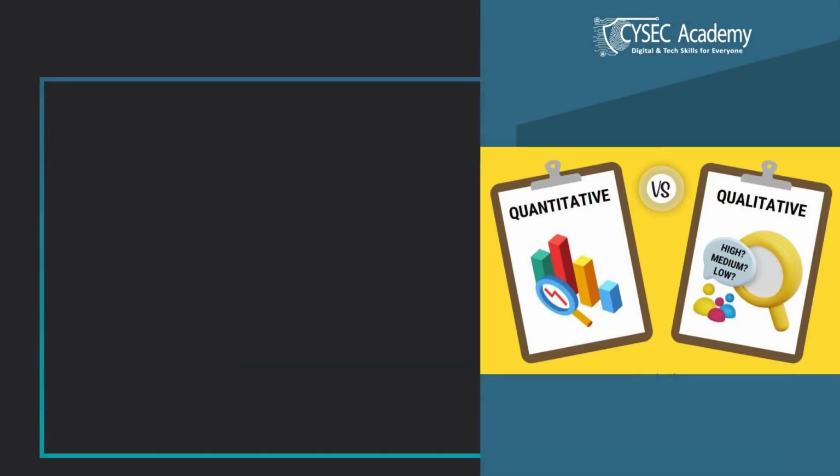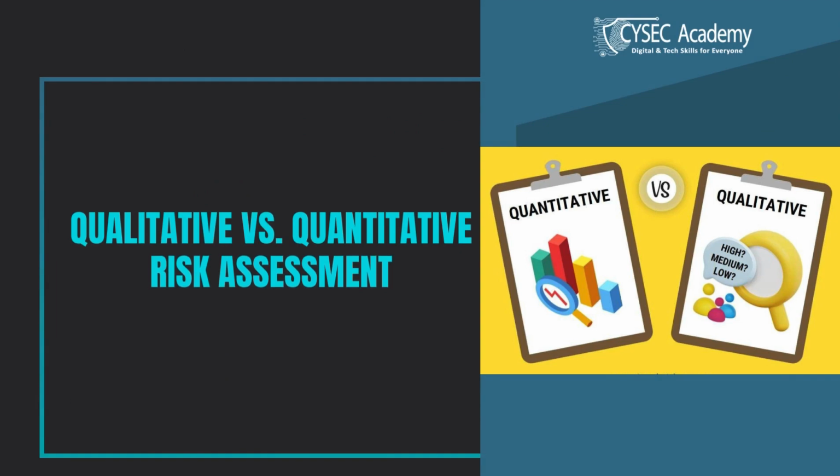Qualitative versus quantitative risk assessment. Once you have identified potential risks from Module 3, the core task is to assess their likelihood and impact. There are two main philosophical approaches to this: qualitative and quantitative. Understanding both is crucial because they serve different purposes and have different requirements.